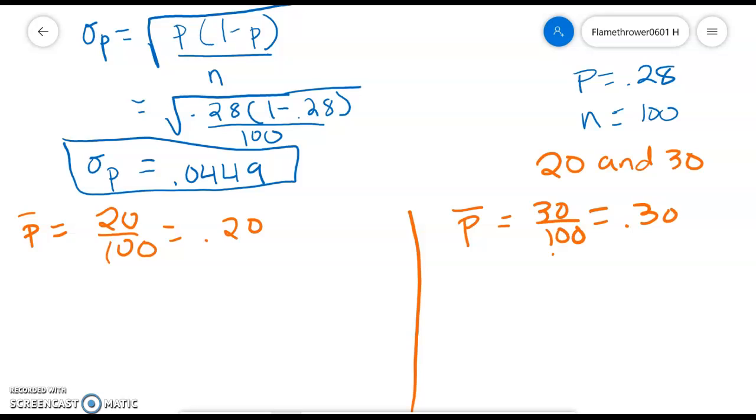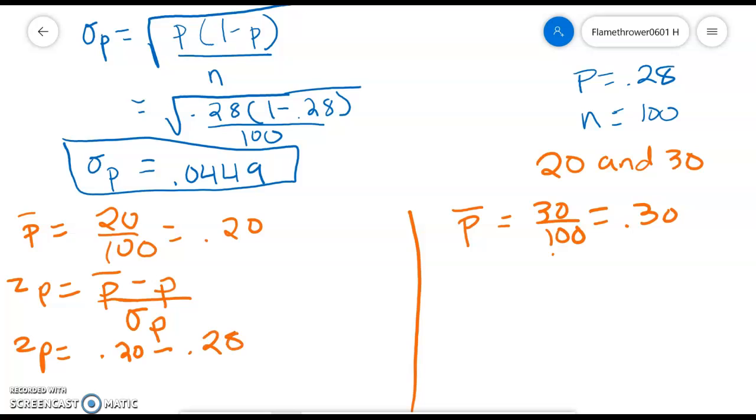Now we can calculate our z-scores for each. So we have a little bit of extra work to do on this problem. Our z-score is our sample proportion minus p, over the standard error of the proportion. So we are saying 0.20 minus p, which is given in the problem, 0.28, over the standard error, which is in step 1. So that will be the same for both.